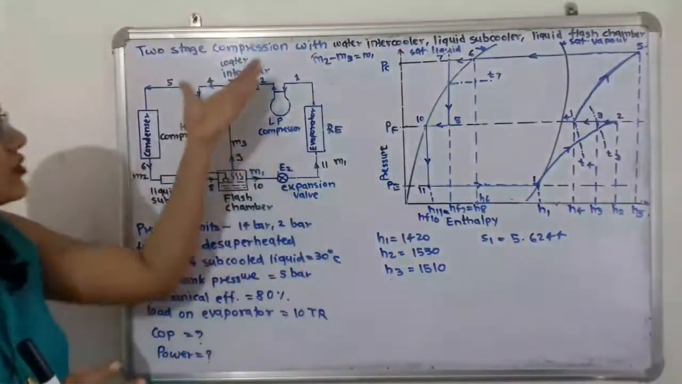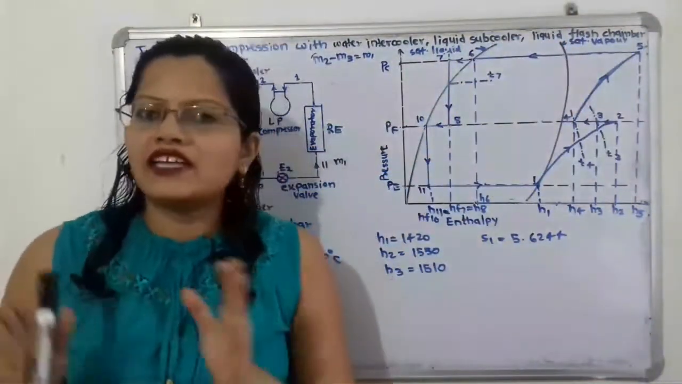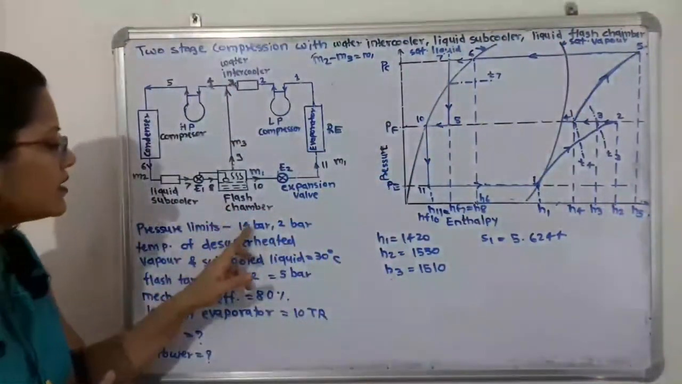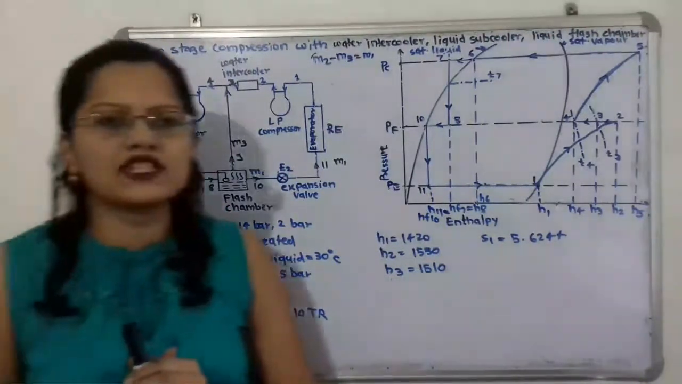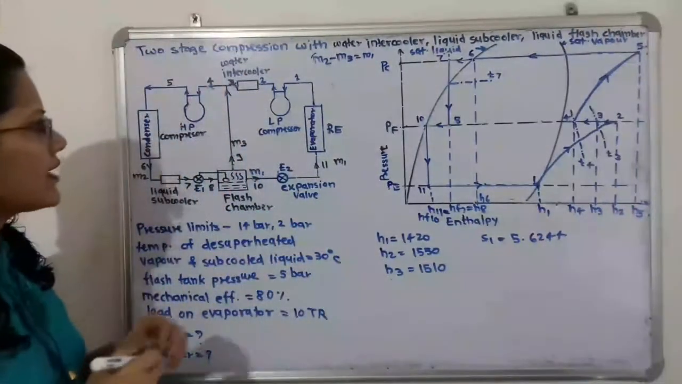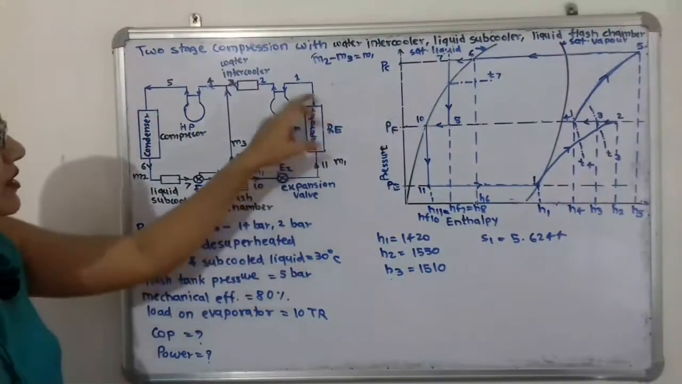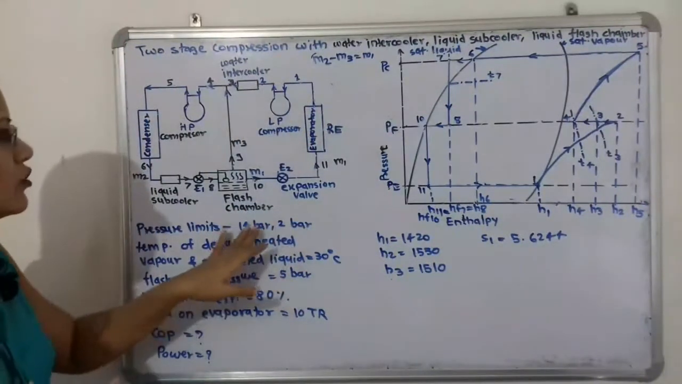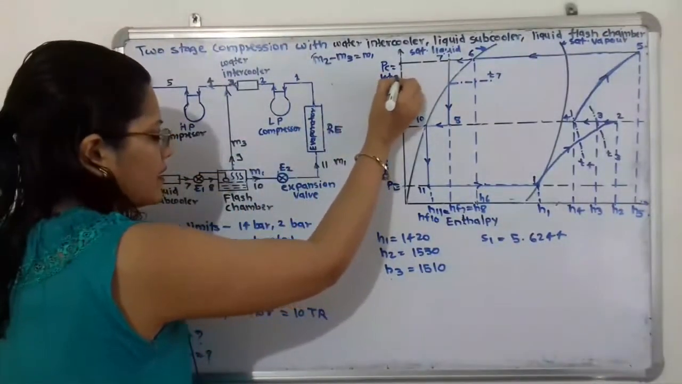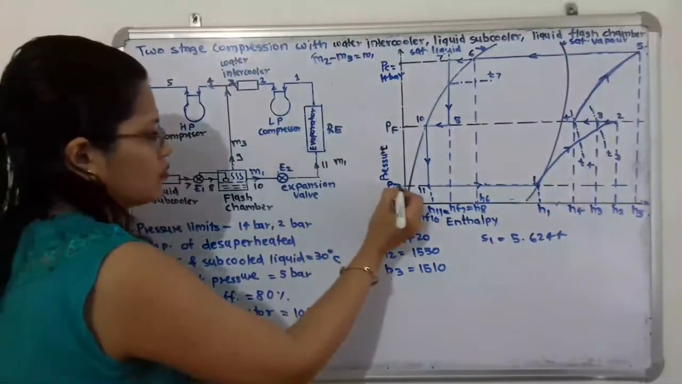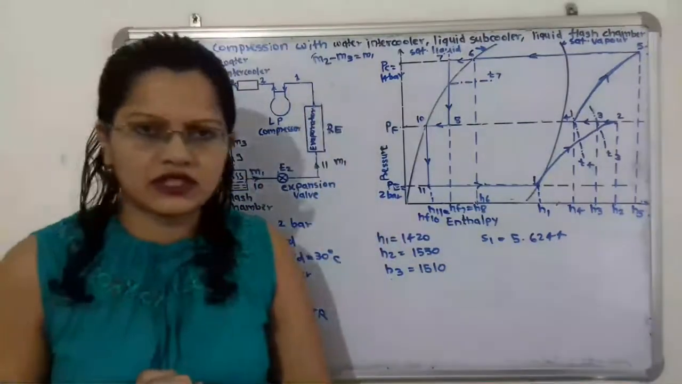That means this two-stage compression system with water intercooler, liquid subcooler and liquid flash chamber is operating in between these two pressures. That is, the maximum pressure is 14 bar and minimum pressure is 2 bar. So we have to take the maximum pressure, that is known as the pressure in the condenser, and minimum pressure, that is the pressure in the evaporator. So 14 bar pressure is PC, and the minimum pressure is 2 bar, so PE is equal to 2 bar. So this system operates in between these two pressure limits.